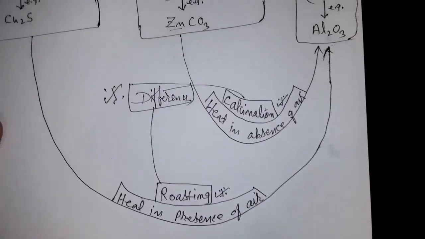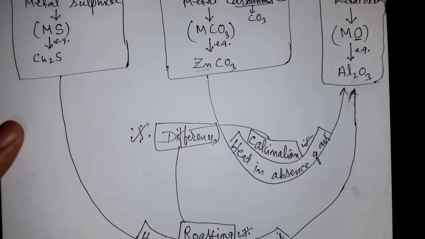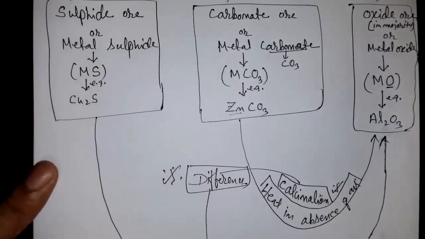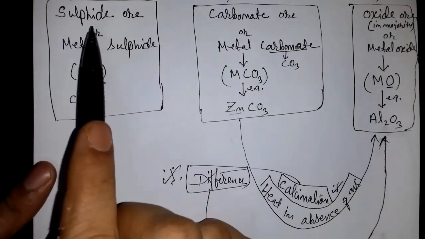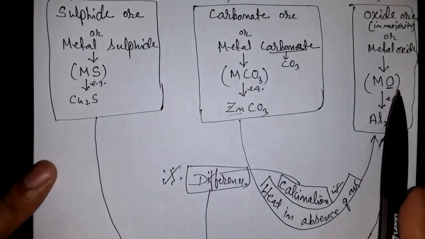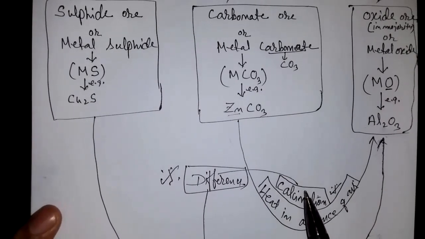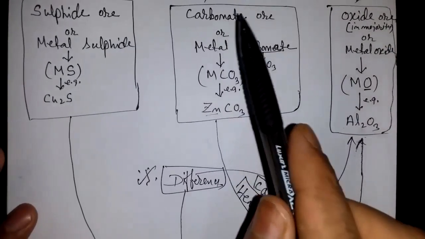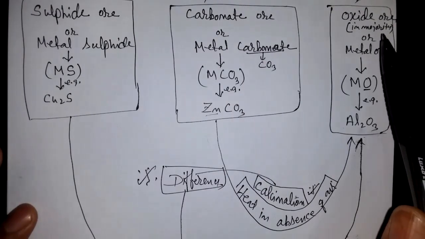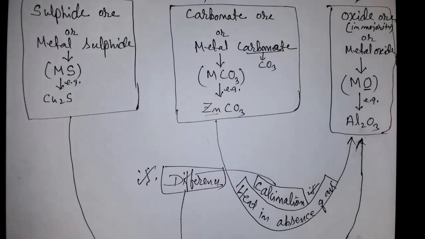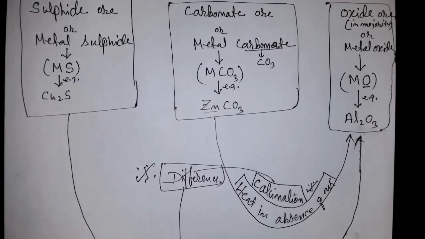Then point two: by roasting, what are you doing? By roasting, you are converting this into this. That means by roasting, sulphide ore can be converted into oxide ore. And by calcination, what can be turned into what? Carbonate ore can be turned into oxide ore. So these two are the main differences between roasting and calcination. There will be some other differences, but at present these 2 points only.